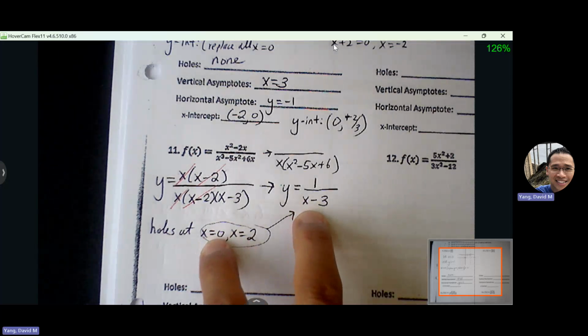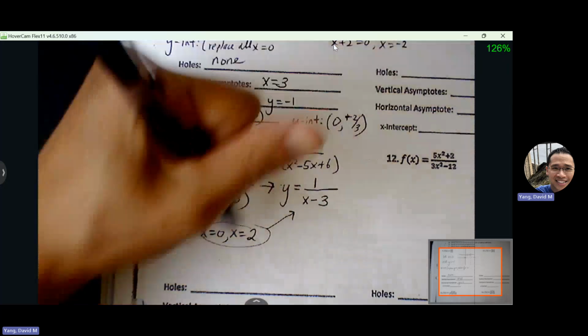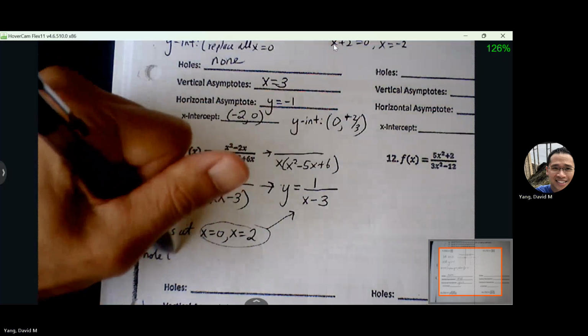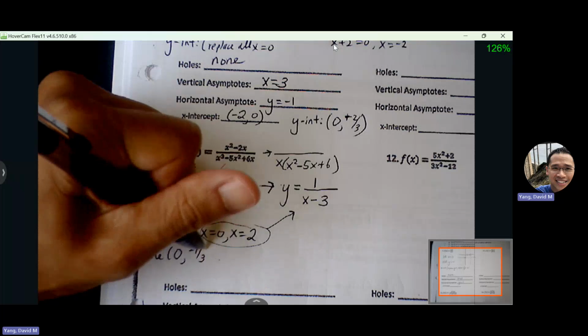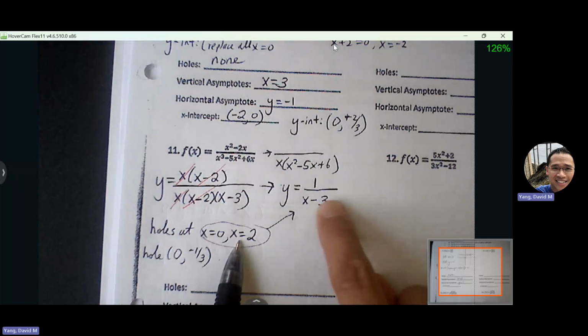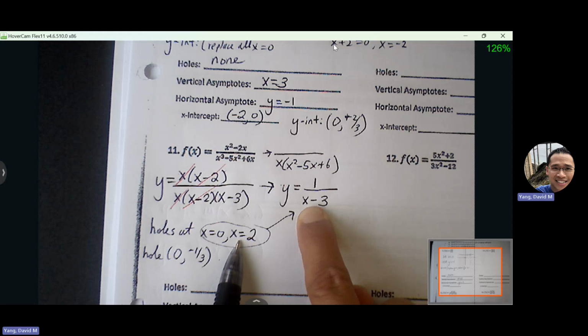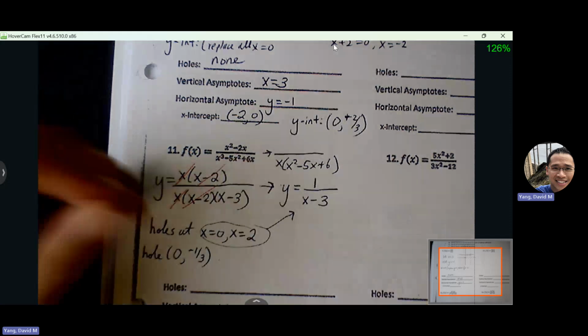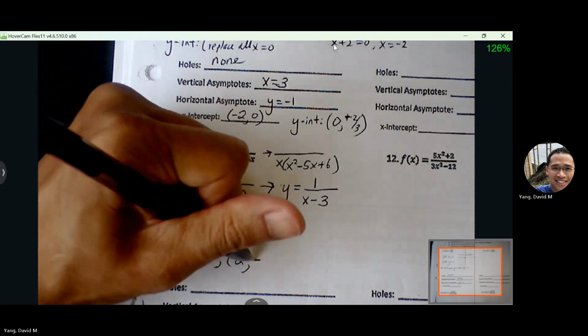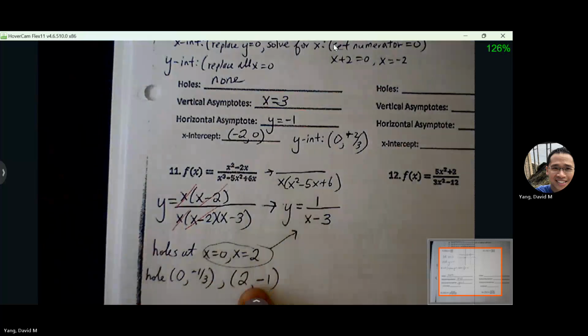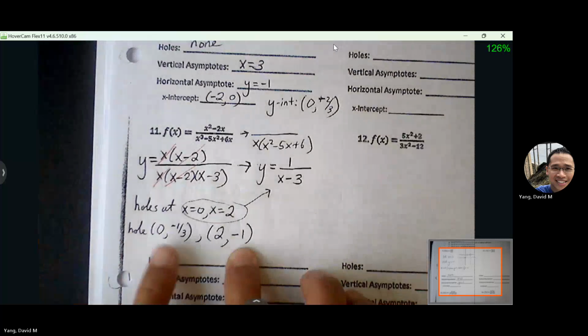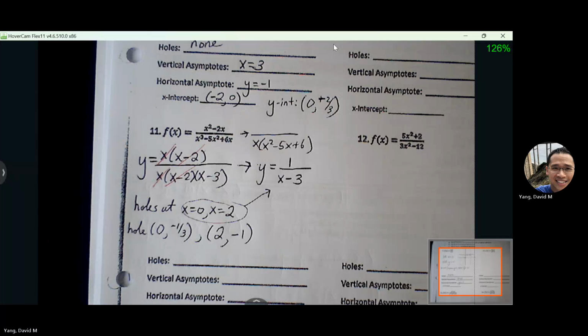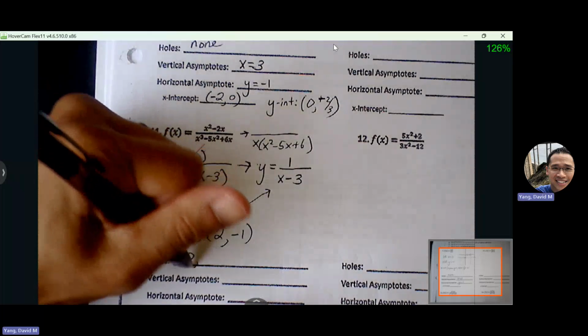So here, if I plug 0 in for x, 1 over 0 minus 3, that's negative 1/3. So we know there's a hole at (0, negative 1/3). And if I plug 2 in for x, I get 1 over 2 minus 3, which is 1 over negative 1, which is negative 1. And then there's a hole at (2, negative 1). So I'm going to put those ordered pairs in.